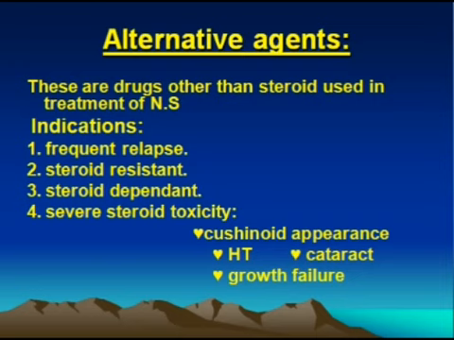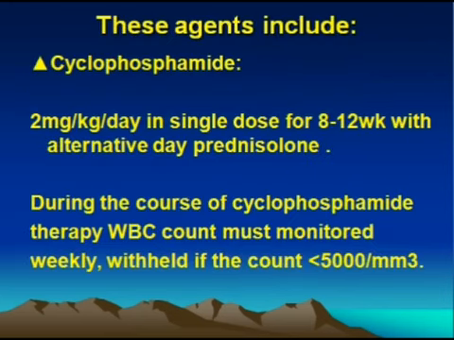Alternative agents. These are drugs other than steroid used in treatment of nephrotic syndrome. The indications for use of these agents include frequent relapse, steroid resistance, steroid dependent, and development of severe steroid toxicity in the form of cushingoid appearance, hypertension, cataract, and growth failure. These agents include cyclophosphamide, 2 mg per kg per day as a single dose for 8 to 12 weeks, with alternate day prednisolone therapy. During the course of cyclophosphamide therapy, white cell count must be monitored weekly, and the drug withheld if the count is less than 5,000 per cubic millimeter.